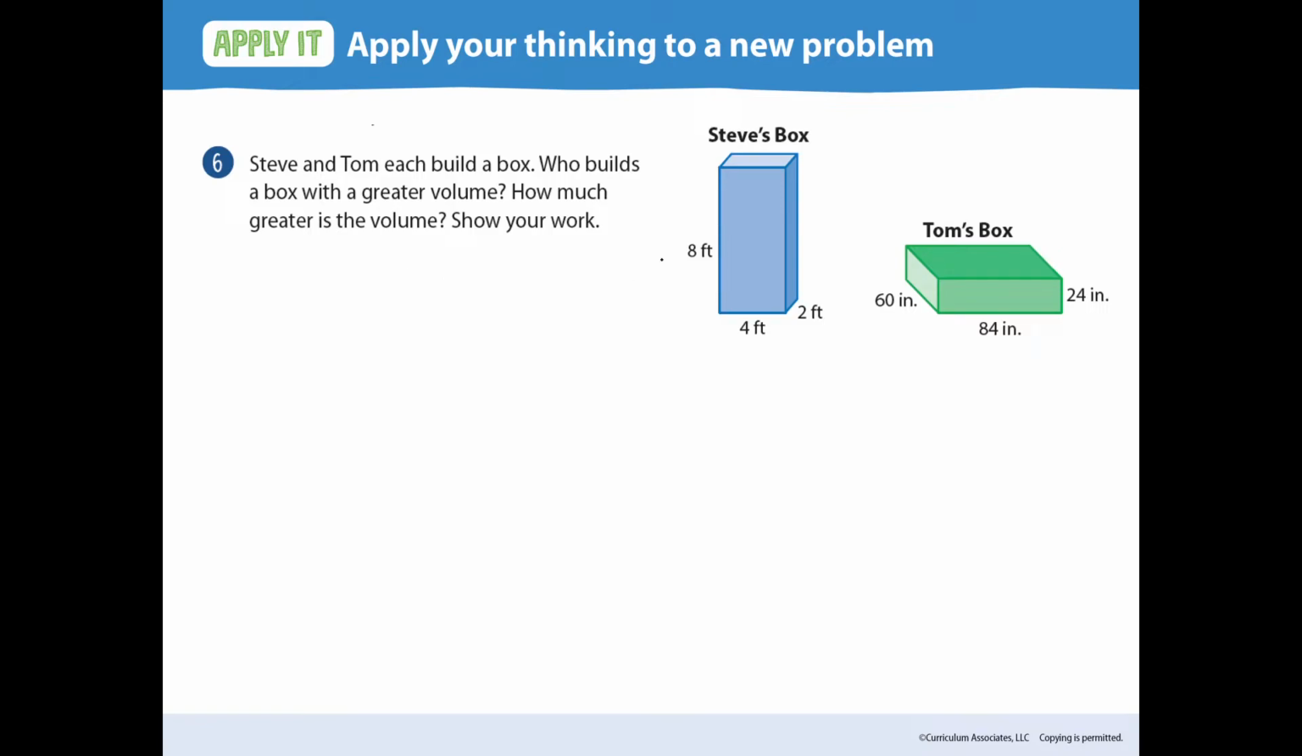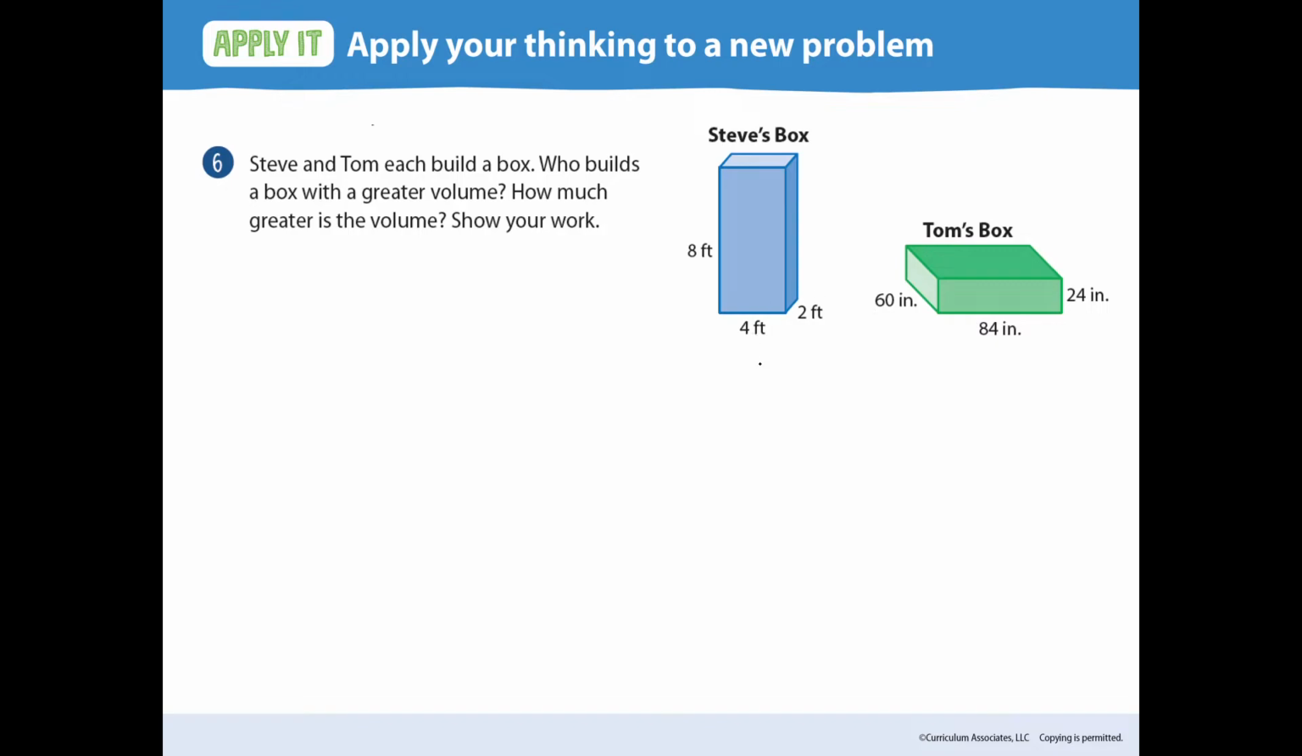Okay, I'm seeing that Steve's box is measured in feet, while Tom's box is measured in inches. And it doesn't specify which unit that we should convert to, and so we get to choose. I know that when we are finding volume, we multiply the length times the width times the height. And I am looking at these numbers, and 8, 4, and 2 are much easier to multiply than these bigger numbers, 60, 84, and 24.